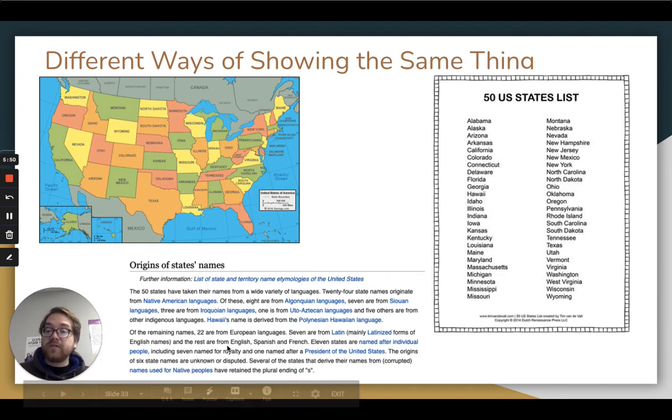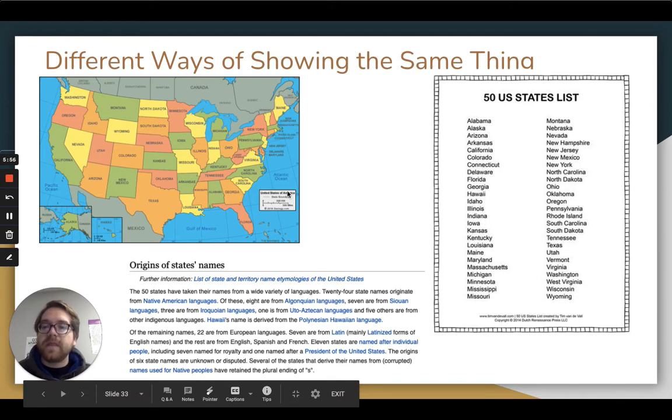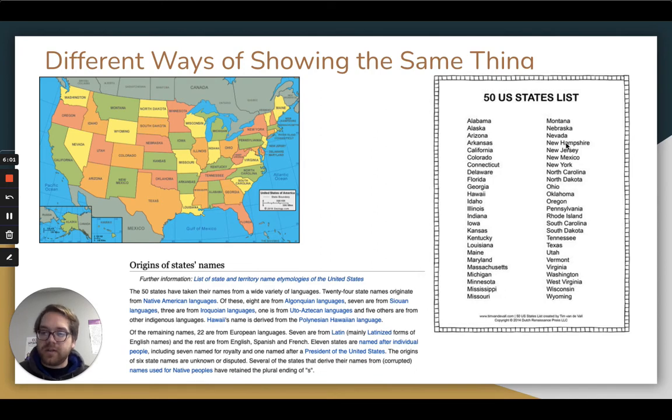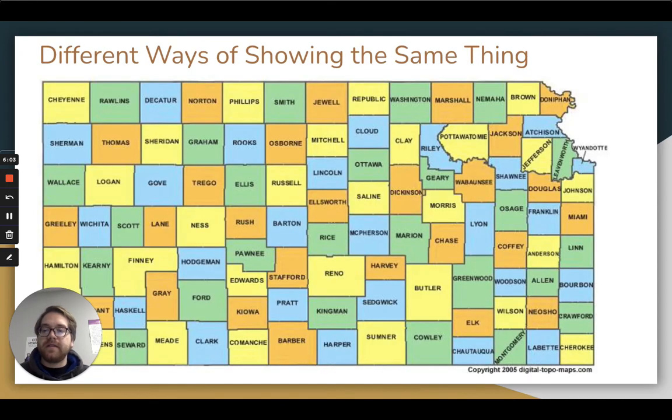In all three of those cases, you're learning about the states, right? It's showing you the same thing. It's showing you the states. But it's just showing you in a different way because you're looking at it for different information. Think about it this way as well.